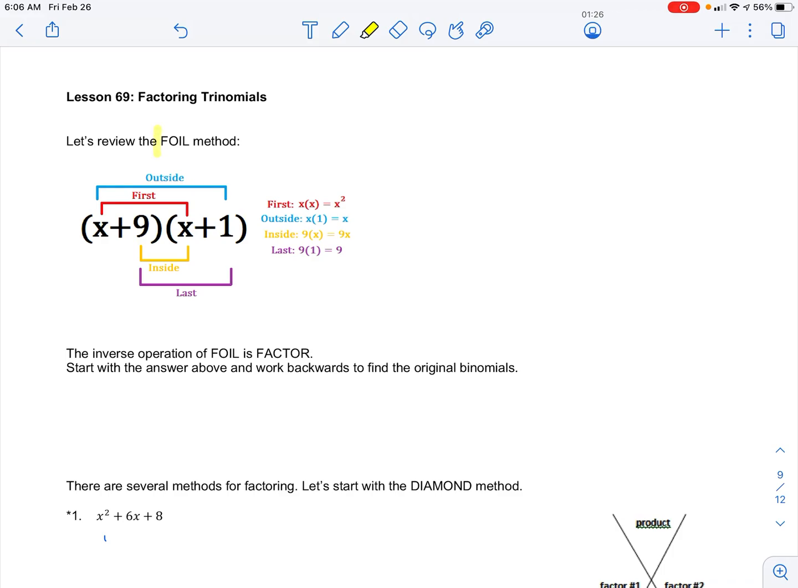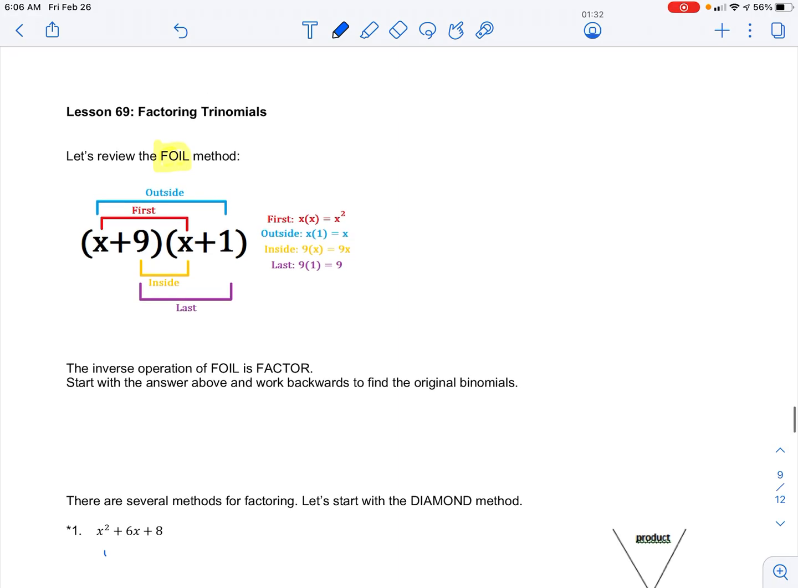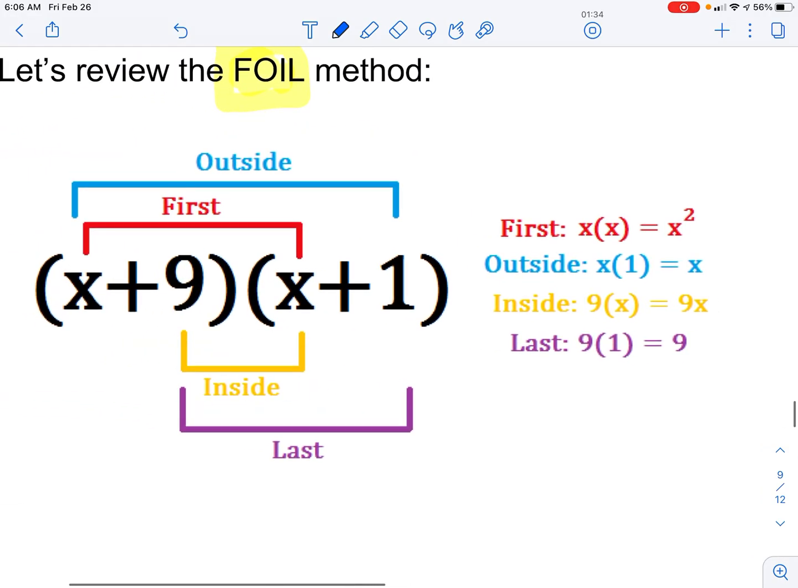We always use what's called the FOIL method. The FOIL method means you multiply your first two terms in each one of those expressions. Then we multiply the outside terms together. Then we multiply the inside terms together. And then, of course, finally, the last terms together. That's how we get the word FOIL. The FOIL method is very commonly known.